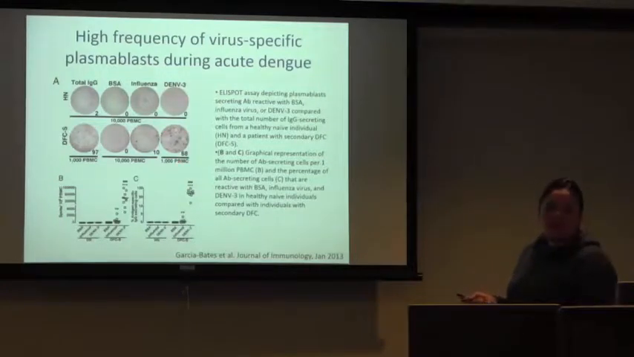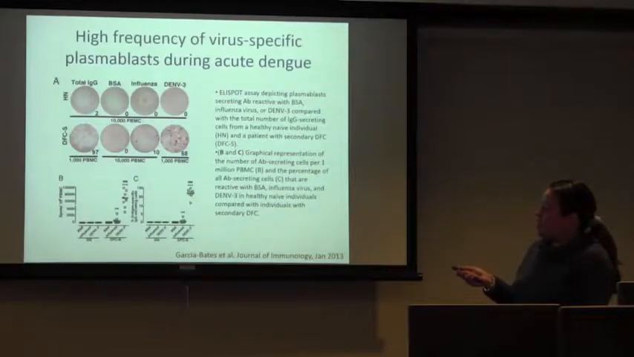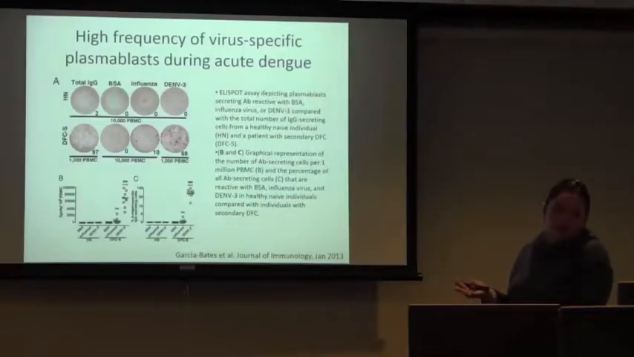There was not that much of a bystander activation of the B cells because we didn't see any IgG recognizing influenza or BSA, so these ones are irrelevant antigens. And in a healthy individual, you can see that there are not that many antibody secreting cells. Again, these patients are also from Brazil that are healthy.